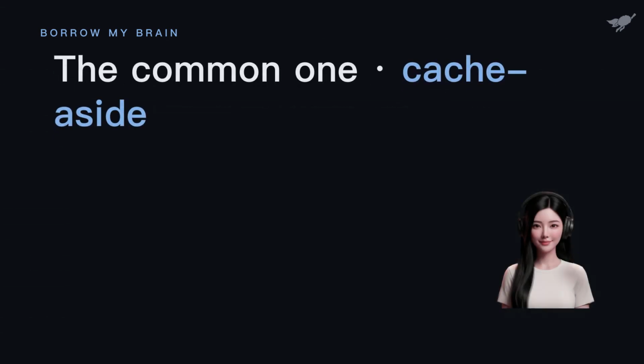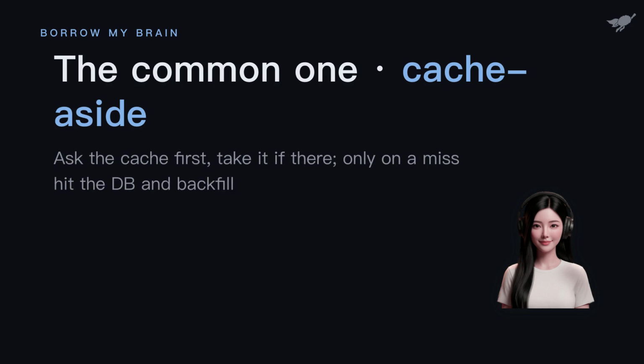Let's start with the most common one, cache aside. The logic is dead simple. Ask the cache first. If it's there, take it and go. If it's not, then hit the database and backfill the cache on the way.